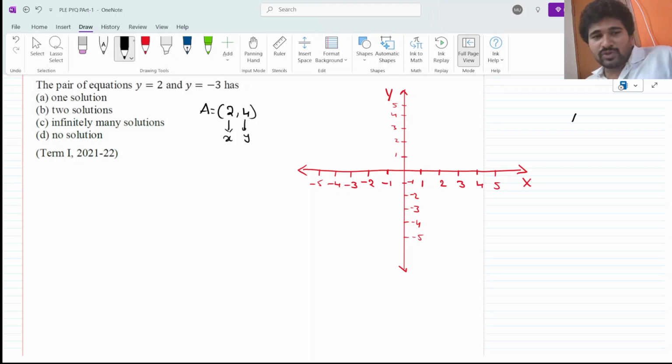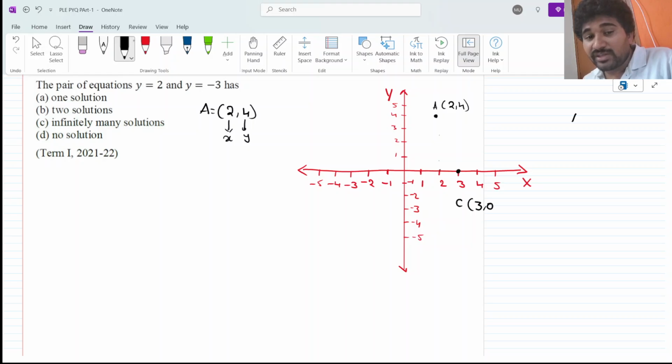Who is the second guy? Y value. So first, 2 on the x axis, look where it is. Then from there, how far should you go straight? 4. This is the point A. Am I clear? Yes or no? What are the point A coordinates? It is 2, 4.